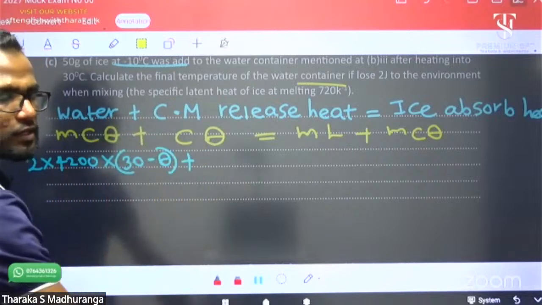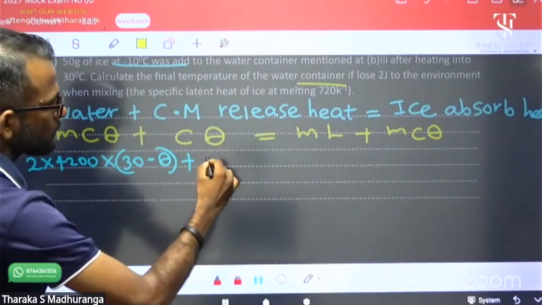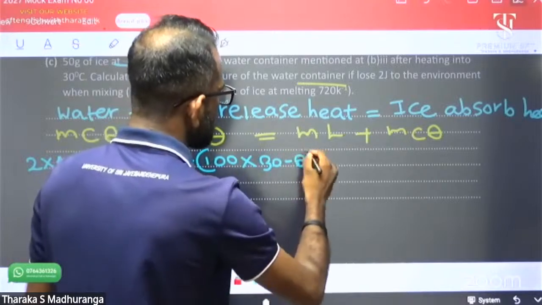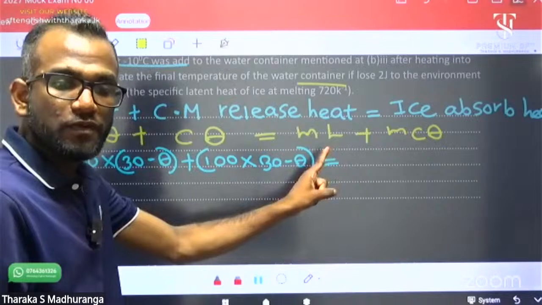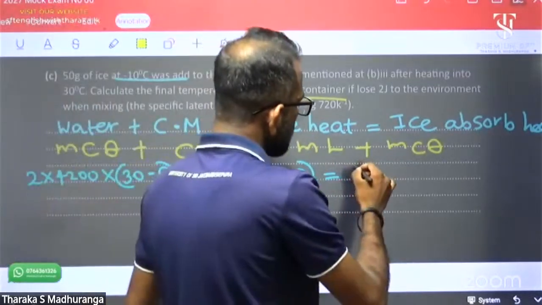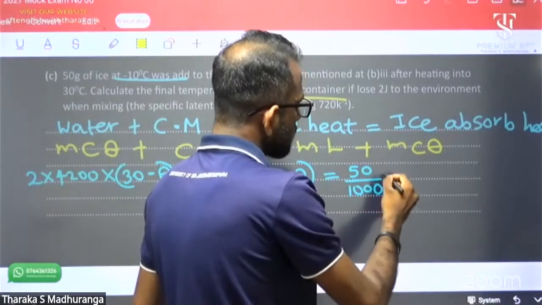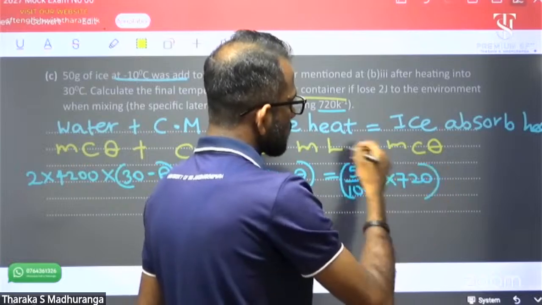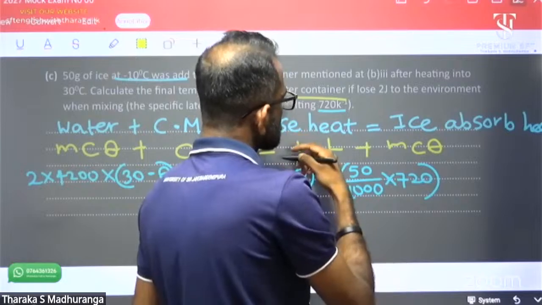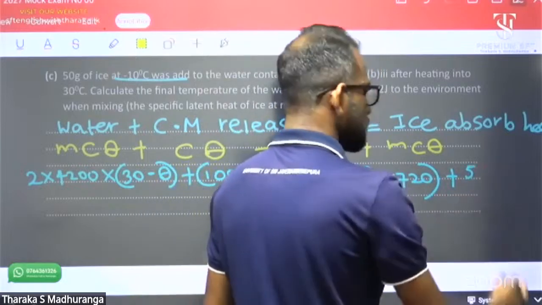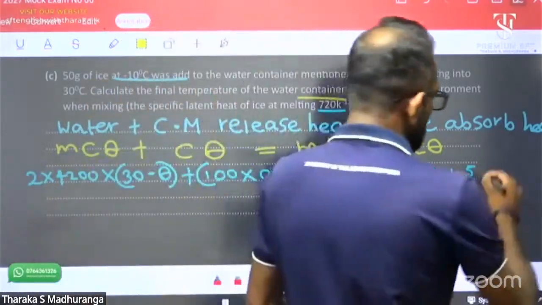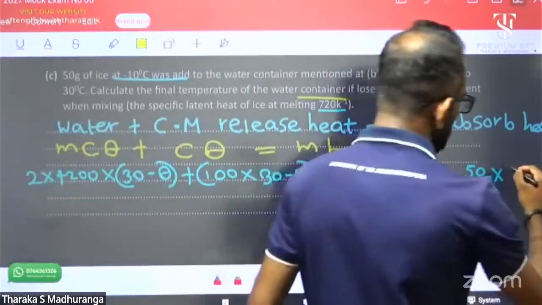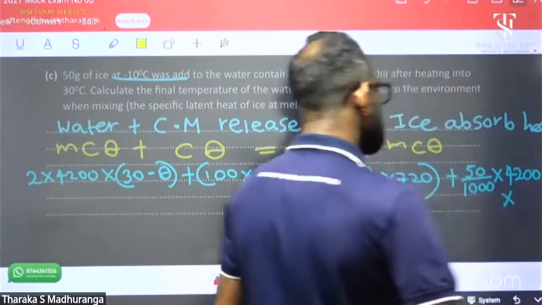Plus heat capacity of the calorimeter, 100, into temperature difference. The calorimeter is also the same, 30 minus theta, initial temperature 30. Equal to mass of ice, 50 grams, 50 divided by 1000. L is given as 720. Plus 50 over 1000, after melting the same mass, right? Melted to the same mass, 50 over 1000, into the specific heat capacity of water, given as 4,200. Then melted already, into the temperature difference.